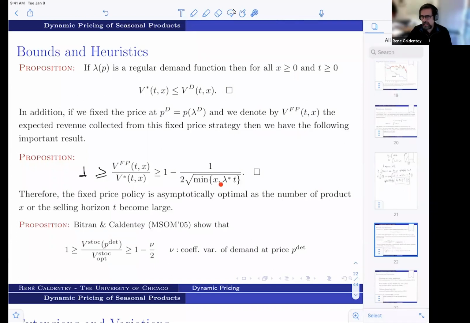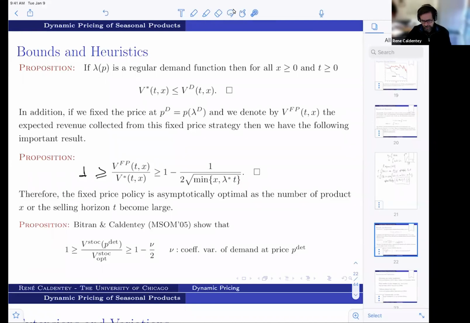Well, this is precisely a way to see that in this particular proposition here, right? So if X goes large and lambda goes large, if they both grow large, and remember lambda star T is there some sort of a minimum, an average sales rate at the value of lambda star, right? So that's what they prove.